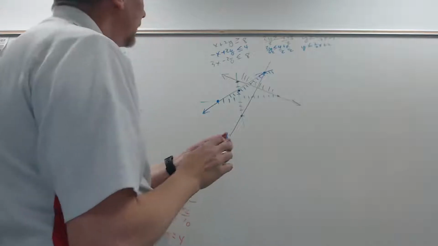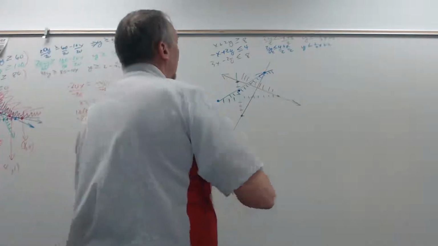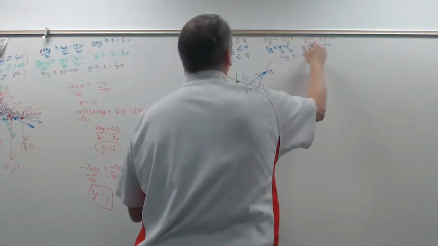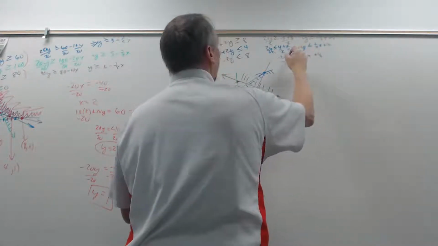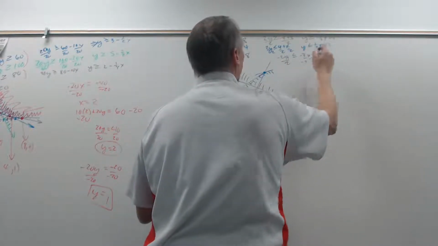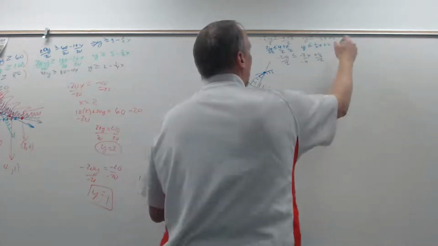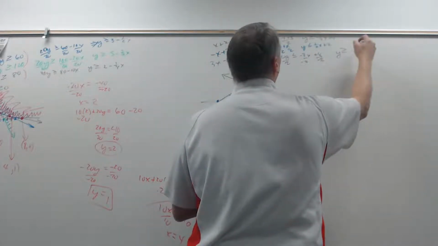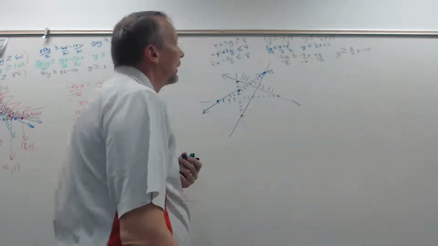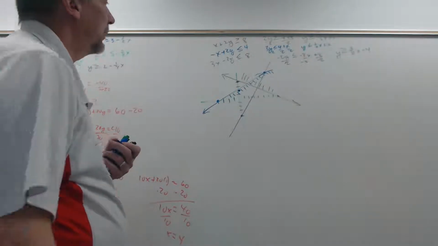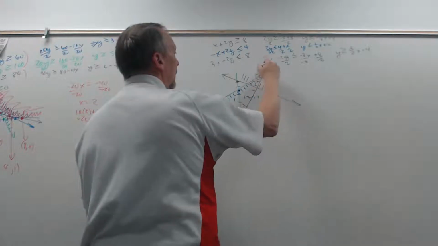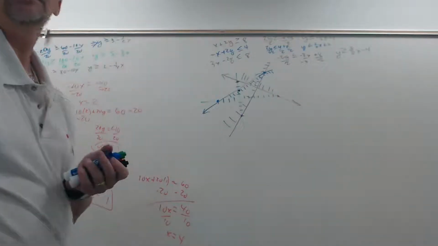And then finally, the purple, negative 2y less than or equal to negative 3x plus 8, divided by minus 2. That's going to flip the sign, right? So y is going to be greater than or equal to 3/2 x minus 4. So that's the purple one. It's going to be greater than, it's going to be this side here. Okay? So what's the intersection?